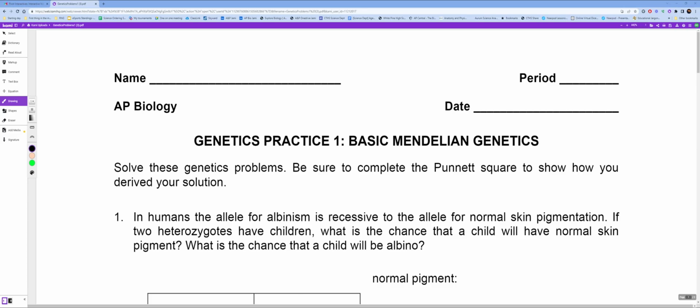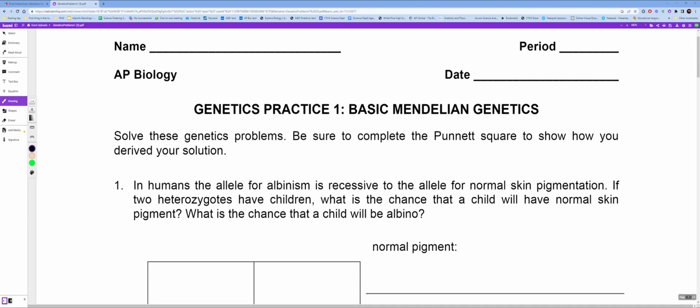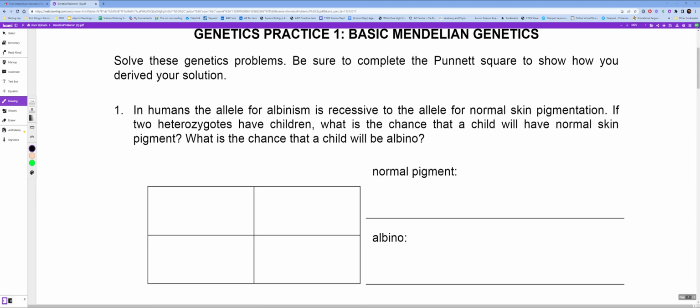Okay, so I'm going to start going over our genetics practice problems here. Most of you have already done this first one, but I'm going to go over it anyways. Very basic problem. It's probably as basic as it gets. First step for these problems is I tend to underline all the biology words.